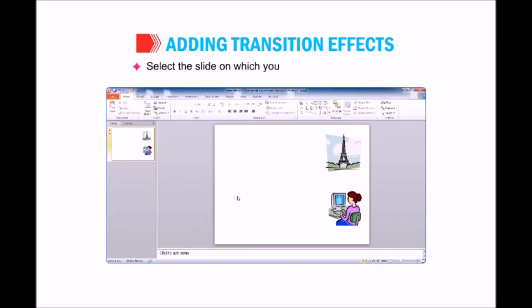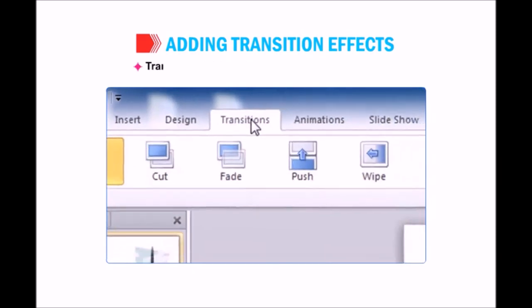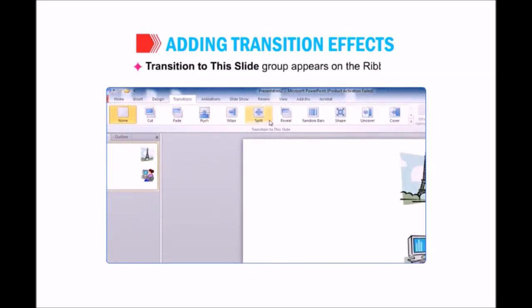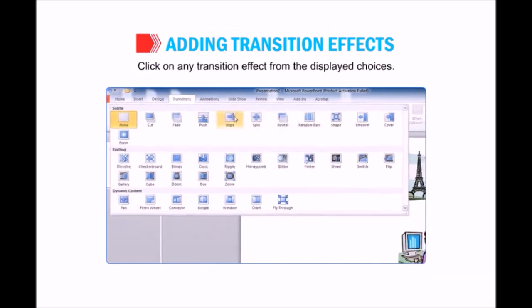Select the slide on which you want to apply a transition. Click on the Transitions tab. Transition to this slide group appears on the ribbon. Click on the More drop-down arrow to display all the transition effects. Click on any transition effect from the display choices.